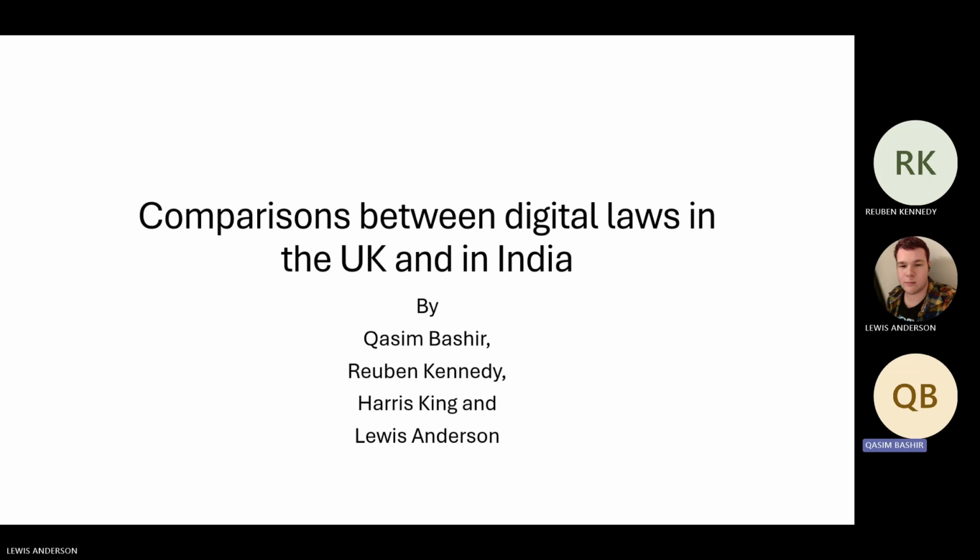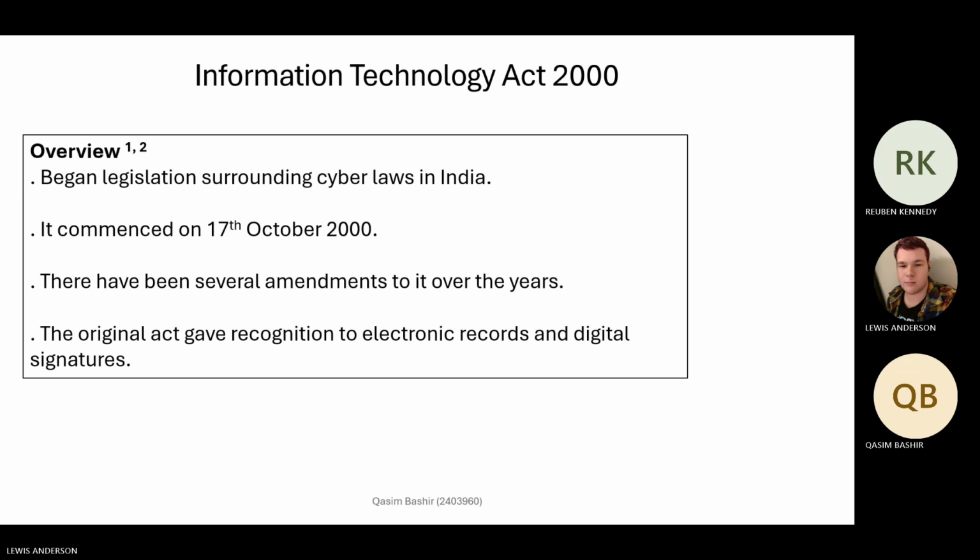Comparisons between digital laws in the UK and in India. The IT Act 2000 in India. The IT Act began legislation surrounding cyber laws in India. It commenced on the 17th of October 2000. There have been several amendments to it over the years, but the original act gave recognition to electronic records and digital signatures in India.